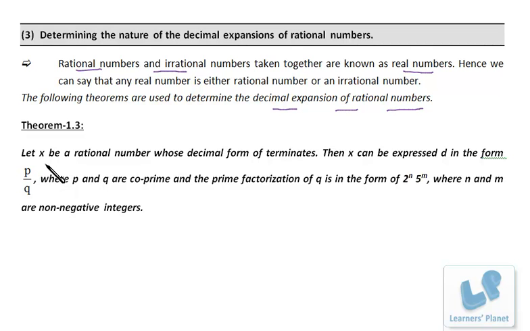Now suppose we have a rational number x whose decimal form terminates. Then x can be expressed in the form of p by q, where p and q are co-prime, and the prime factorization of q is in the form of 2 raised to n into 5 raised to m, where n and m are non-negative integers. So a fraction will be terminating only when its denominator has only 2 and 5 as factors.